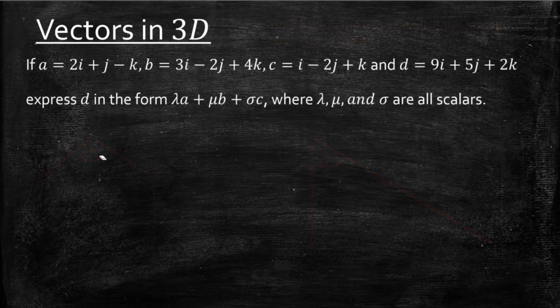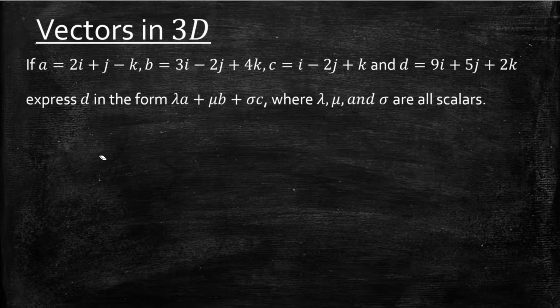All right, let's move on to the next one now. If A is 2i plus j minus k, B is that vector, C is that vector, and D the last vector there, we want to write D in the form of lambda A plus mu B plus sigma C, where lambda, mu, and sigma are all scalars. So first things, A, B, C, and D are all in component form, not written in vector form. And we want to write D as a linear combination of A, B, and C.